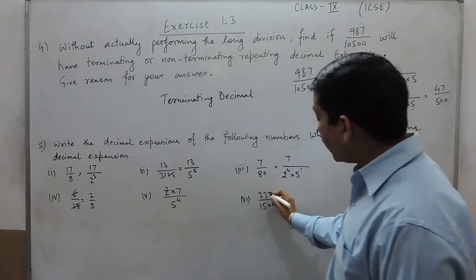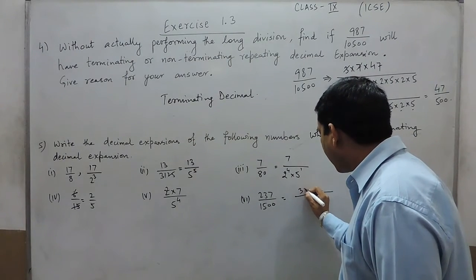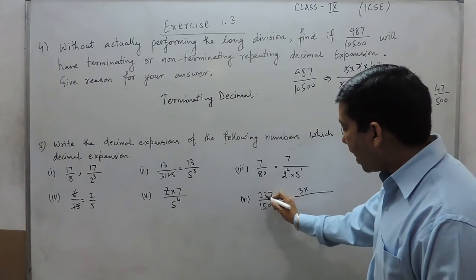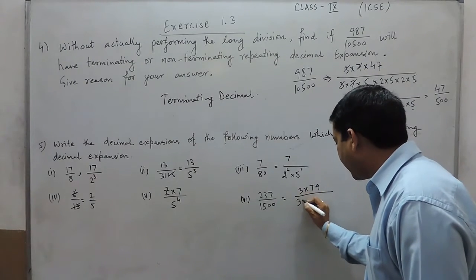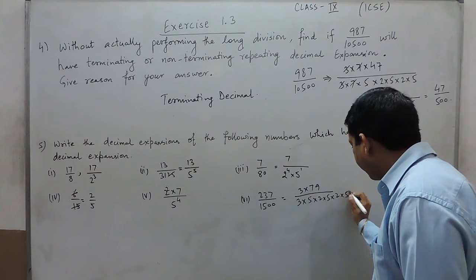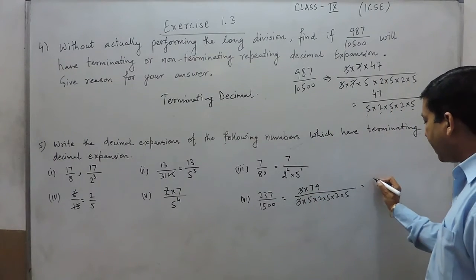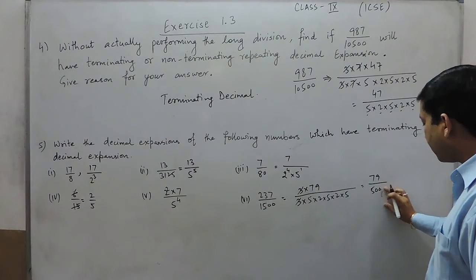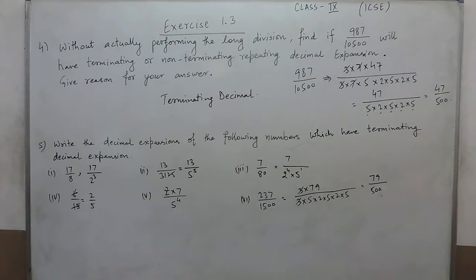When we talk about 237 upon 1500, we have to find the factors first of all. If we divide it by 3, 3 sevens are 21, and this is 27, so 237 is 3 into 79. In the denominator, it is 3 into 5 into 2 into 5 into 2 into 5. When we write the lowest fraction, 3 can be cancelled by 3. It is 79 upon 500. Now we have converted it. We know that all of them are terminating decimal expansions.